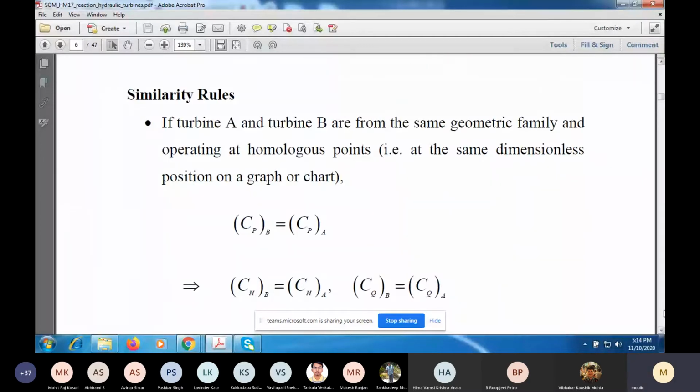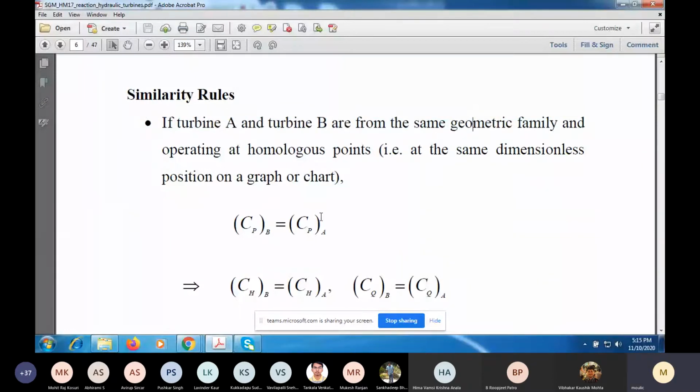Now, similarity rules we have already seen in the case of pumps. We have an analogous relation for turbines. So if you have, say, two turbines, we'll call them turbine A and turbine B, which belong to the same geometric family, that is, the shape is the same but the size is different, and they are operating at homologous points, which means that they are dynamically similar. So geometric similarity is satisfied.